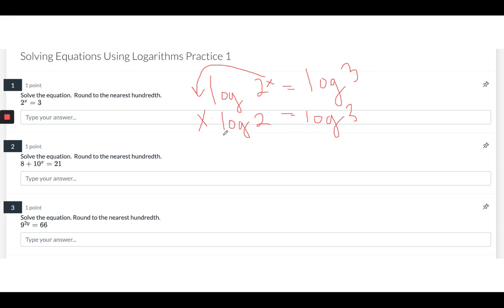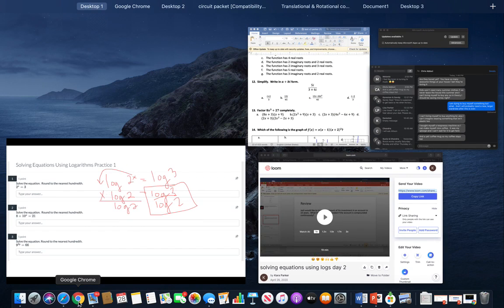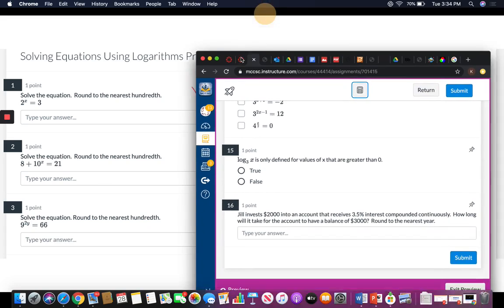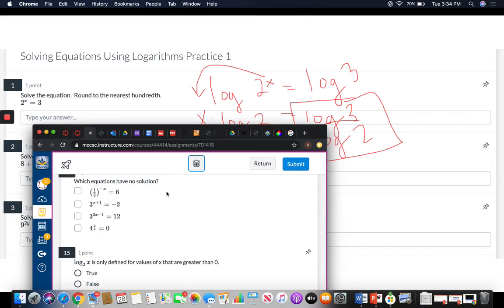So then if I want to solve this for x, I'm going to divide both sides by log base 10 of 2. So what I'm putting in my calculator is going to be log base 10 of 3 divided by log base 10 of 2. So if I pull up that calculator in Canvas so that you can see it, that's probably what you're going to be using.